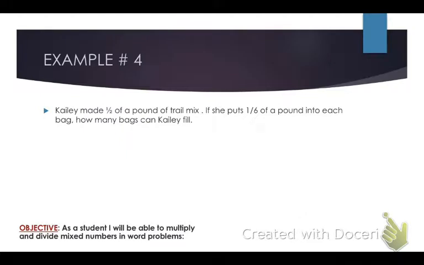We have example number 4. Kaylee, by the way, I hope you realize these are on the worksheet. If you didn't put them on there, you messed up.